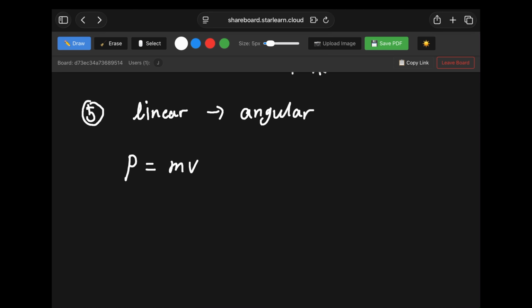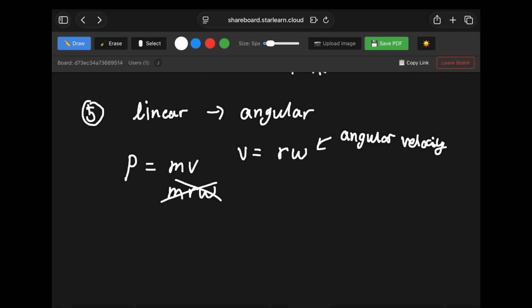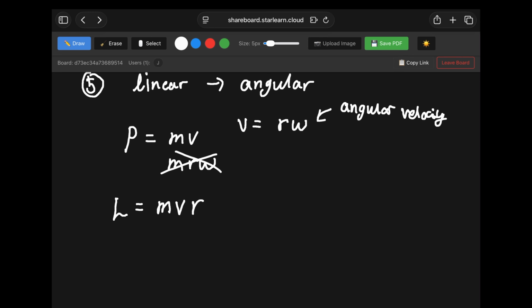So you might just think, oh, v is equal to r omega, which is angular velocity. So you might just think, oh, then angular momentum is mr omega. But that's wrong. It's different. Because now we're in the angular space, you have to think about the mass, the speed, and also the radius. Because depending on how far away you are from the center of the circle, your momentum can change. And this is because of angular momentum.